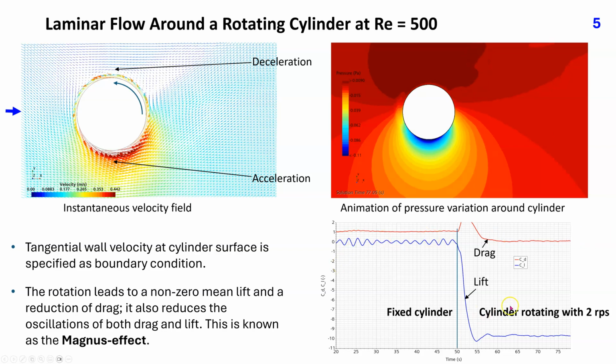This diagram shows the variation of drag and lift force on the cylinder when it is initially held fixed and then suddenly started to rotate with 2 revolutions per second. While the cylinder is fixed, the lift force oscillates around 0 due to vortex shedding, while the drag force is almost steady. Once the effects of cylinder rotation are settled, the drag force drops almost to 0, while the lift coefficient increases to almost 10 and becomes nearly steady. As the animation of pressure variation shows, the flow is almost steady without vortex shedding.